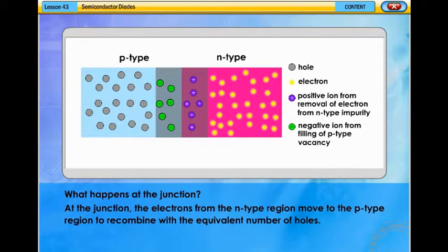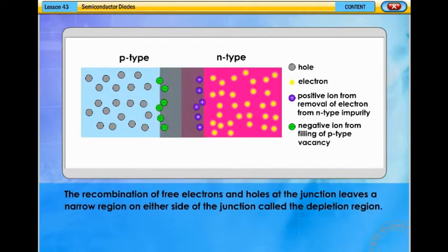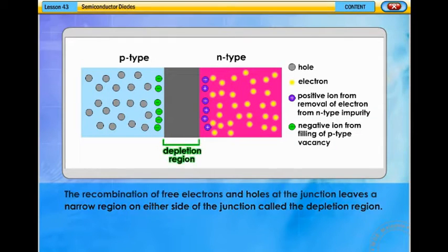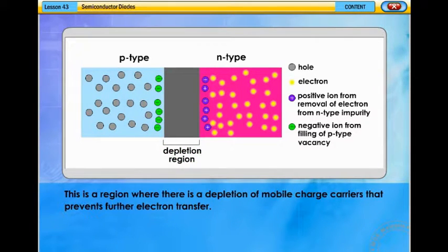At the junction, the electrons from the N-type region move to the P-type region to recombine with the equivalent number of holes. The recombination of free electrons and holes at the junction leaves a narrow region on either side of the junction called the depletion region. This is a region where there is a depletion of mobile charge carriers that prevents further electron transfer.